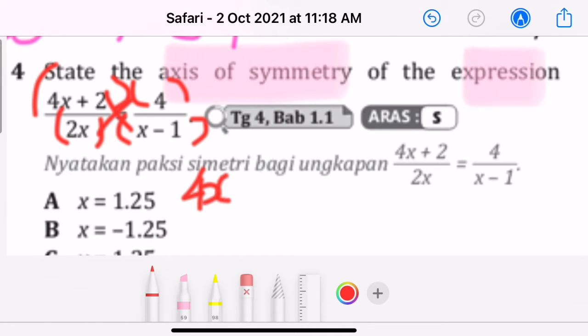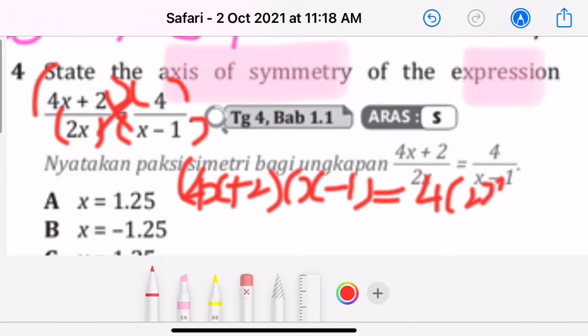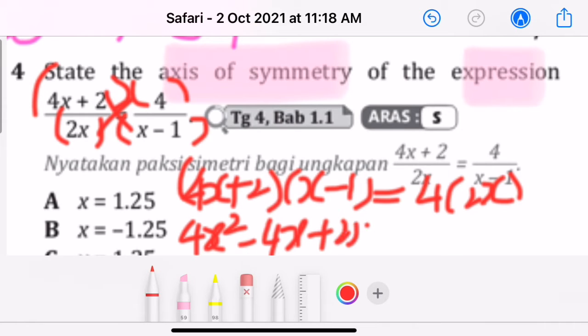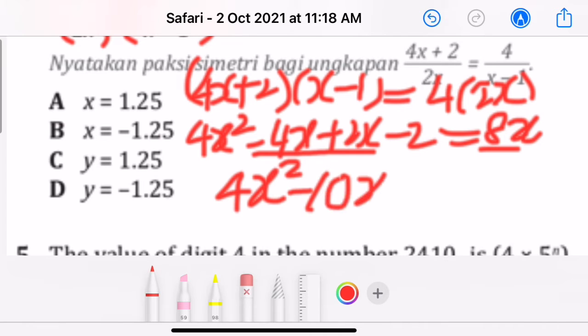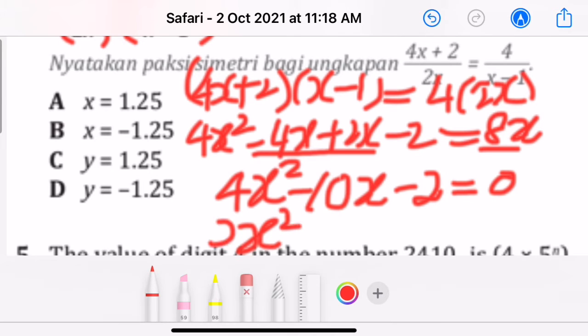So it becomes (4x plus 2)(x minus 1), and then 4 times 2x. I have 4x squared minus 4x plus 2x minus 2 equal to 8x, right? So we have the quadratic equation. 4x squared, we have minus 2 minus 8, minus 2 minus 8. Here is minus 2, right? And then minus 8.